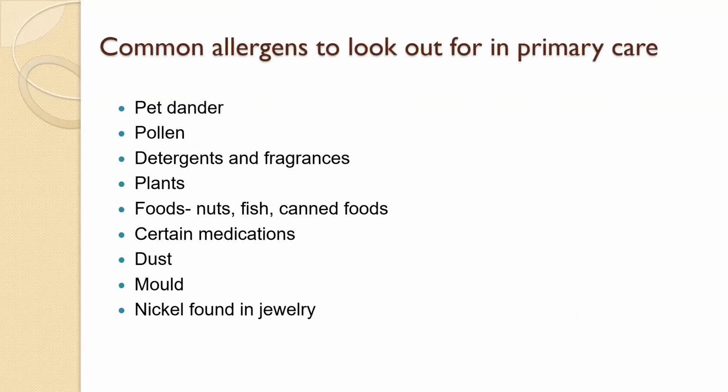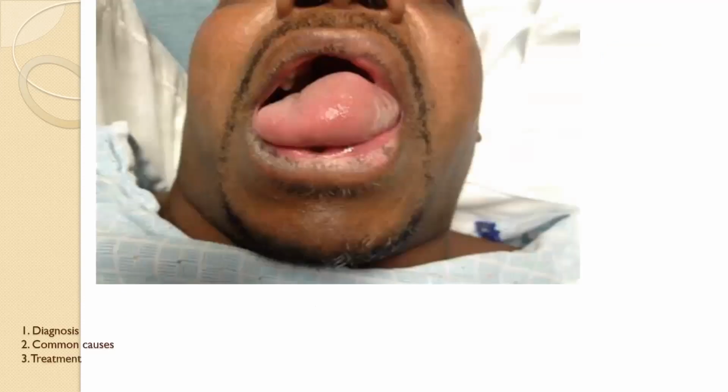So the common allergens to look out for in primary care include pet dander, pollen, as Dr. Pekova also mentioned, detergents, fragrances, and plants, which can also cause many allergic reactions. Foods such as nuts, fish, canned foods as well. Certain medications, especially if patients have been started on new treatment. Dust is also very important. It's not just the dust you see. Dust hides in curtains and bedding, so it's very important for patients to wash their bedding and curtains. Mold and nickel found in jewelry as well.